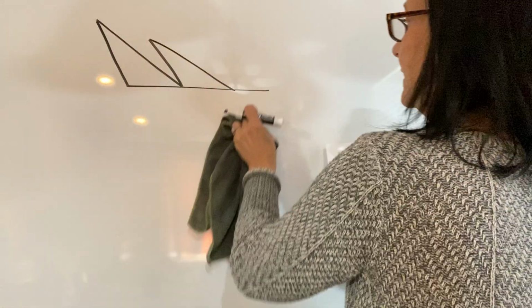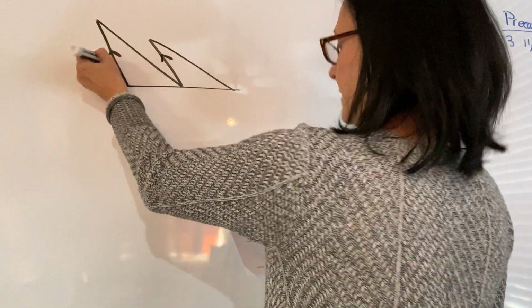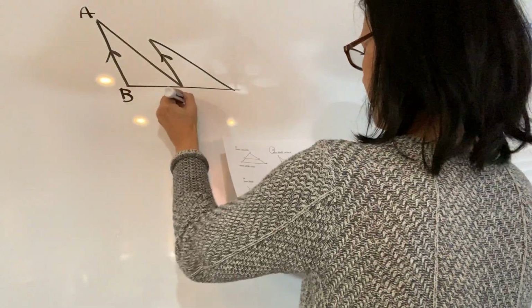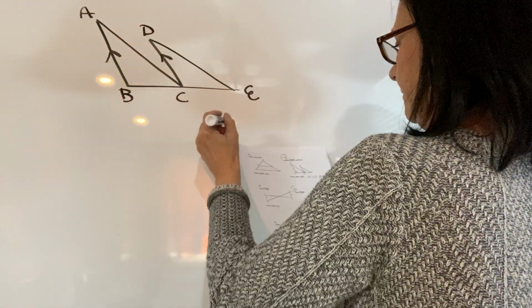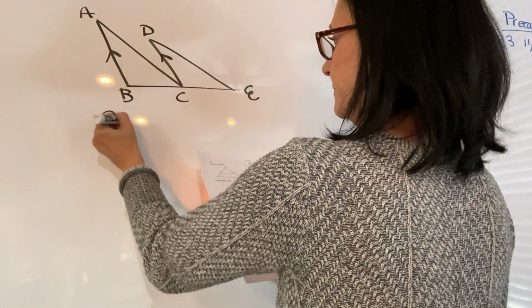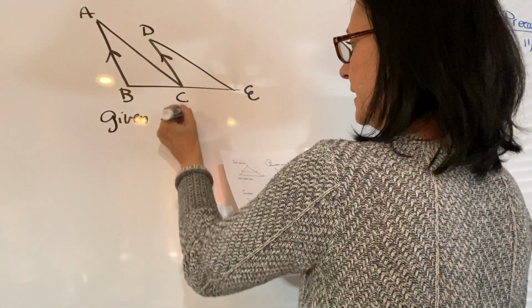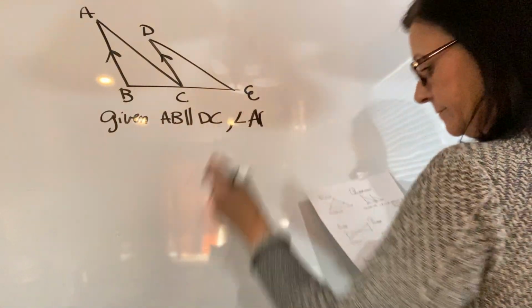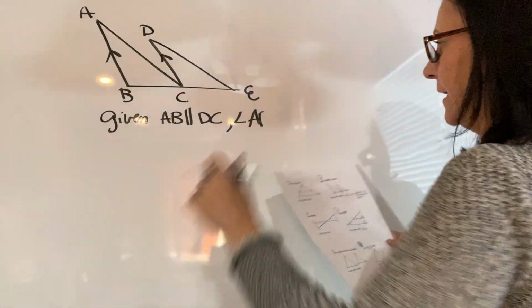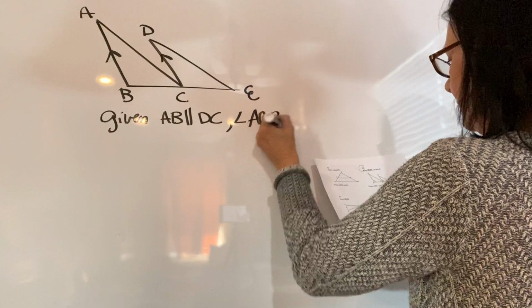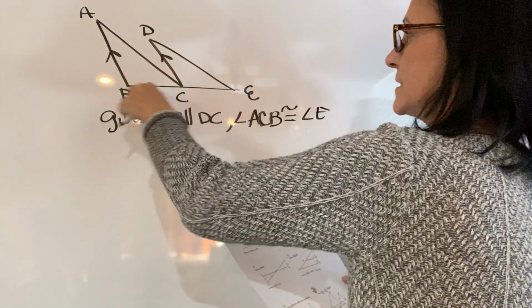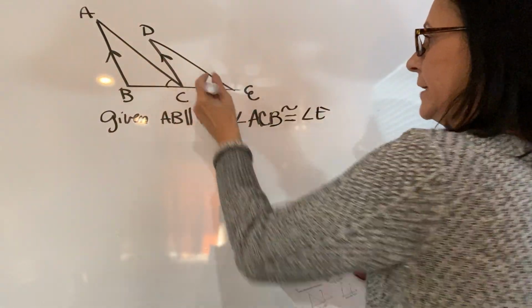Okay, I'm going to erase this end. We're going to make these parallel. It's A, B, C, D, E. All right, here's what's given. AB is parallel to DC, and angle ACB is congruent to angle E. Okay, ACB is congruent to angle E.